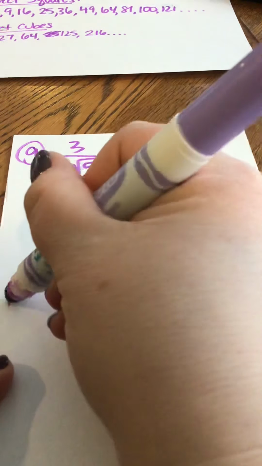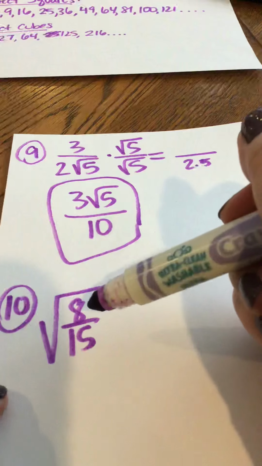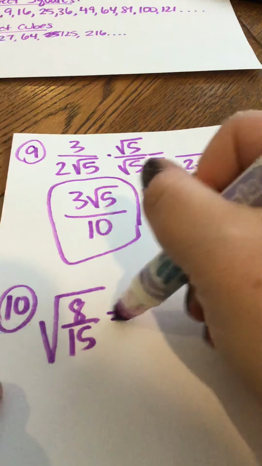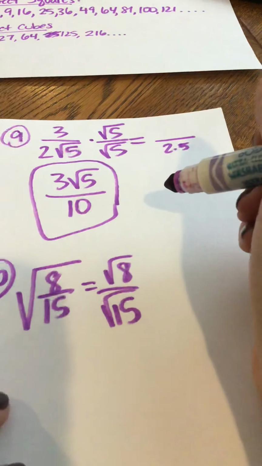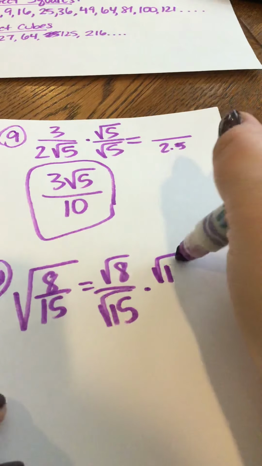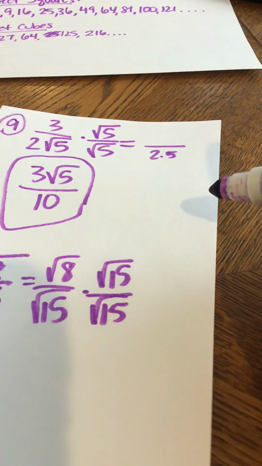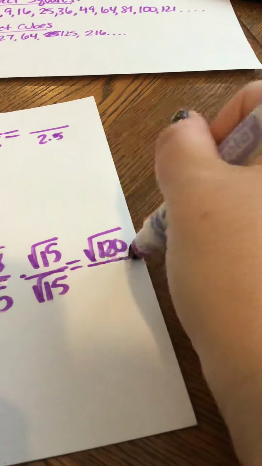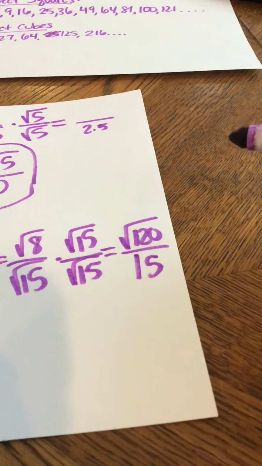So then if you look at number 10, I have 8 over 15. First check, can you reduce 8 over 15? No. Well, then remember, we can rewrite this as the square root of 8 over the square root of 15. Those two things are equivalent. And then I'm going to multiply by radical 15 on top and bottom. Now, I actually got a calculator out. 8 times 15 is 120. But then, radical 15 times radical 15 is regular old 15.